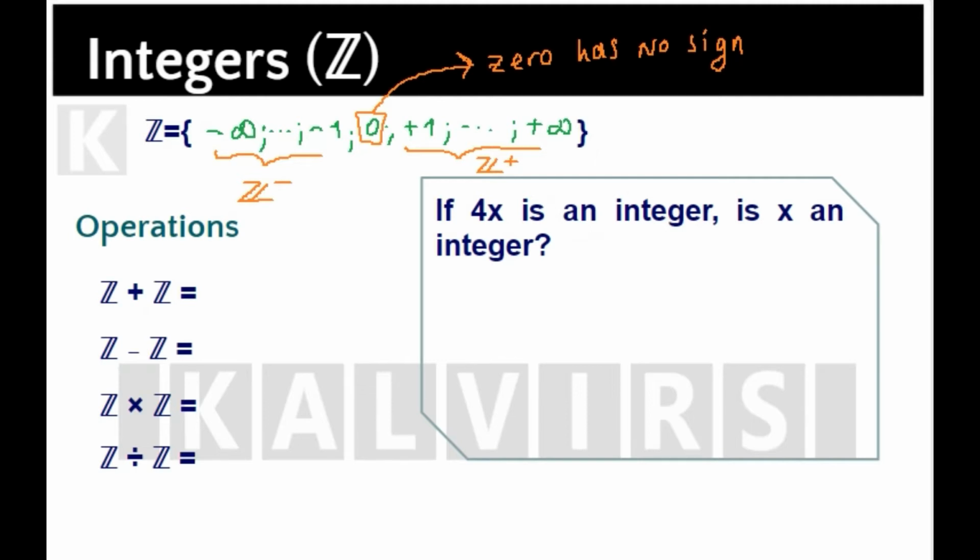Rules for operations. The sum, difference, and product of two integers will always yield an integer number. And the division of two integers is either an integer or a fraction. It means it's a rational number.